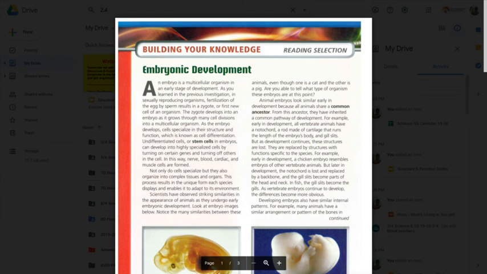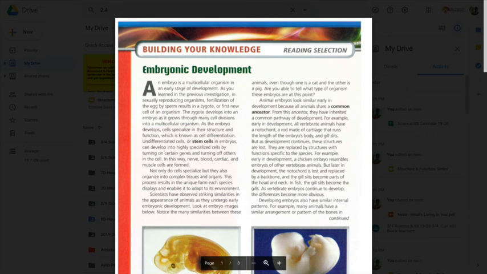Scientists have observed striking similarities in the appearance of animals as they undergo early embryonic development. Look at embryo images below. Notice that many similarities between these animals, even though one is a cat and the other is a pig. Are you able to tell what type of organism these embryos are at this point?